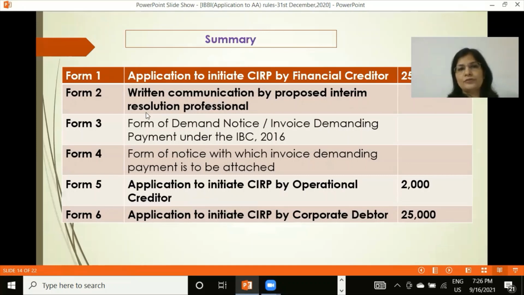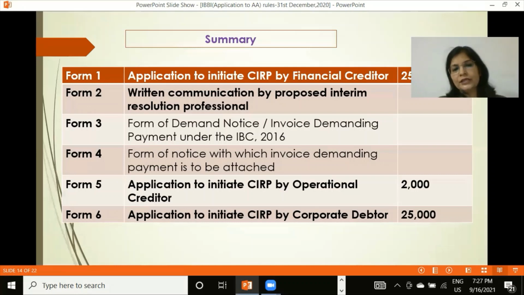Form 2 is for the written communication by the proposed IRP to the applicant that if he is being appointed as an IRP, he is eligible to be appointed. Then Form 3 is for the demand notice to be served by the operational creditor to the corporate debtor at least 10 days before submitting application in Form 5 to initiate CIRP by operational creditor.